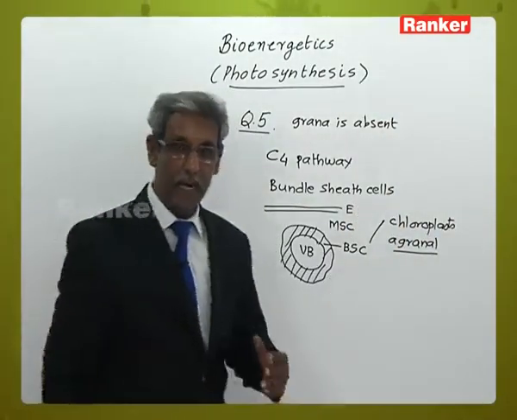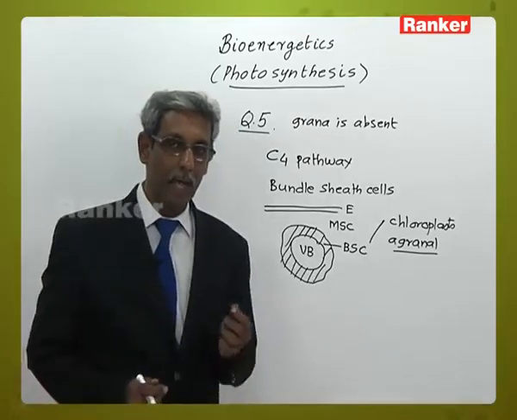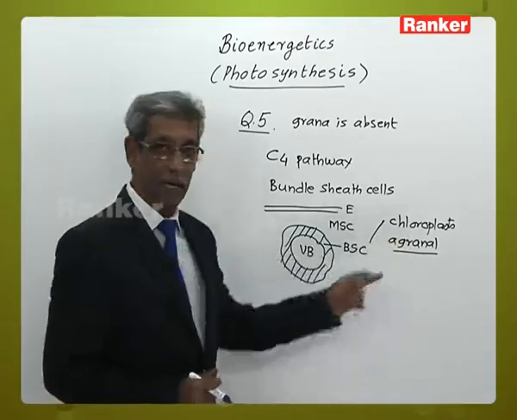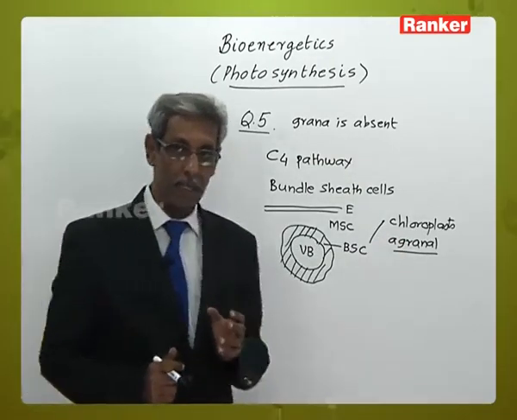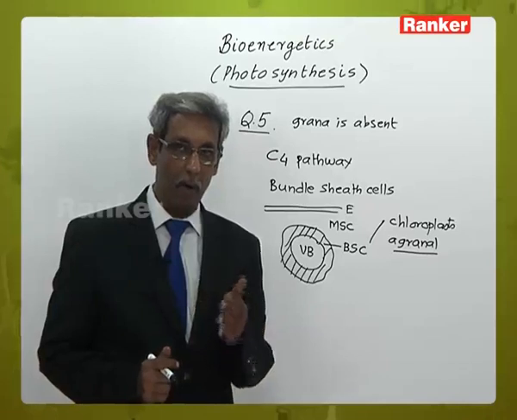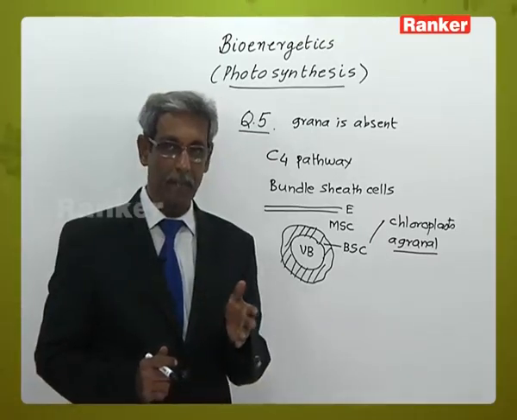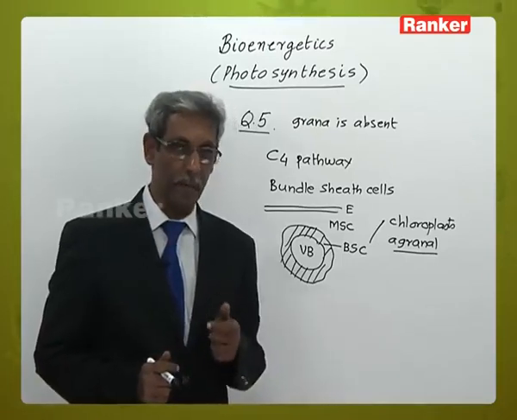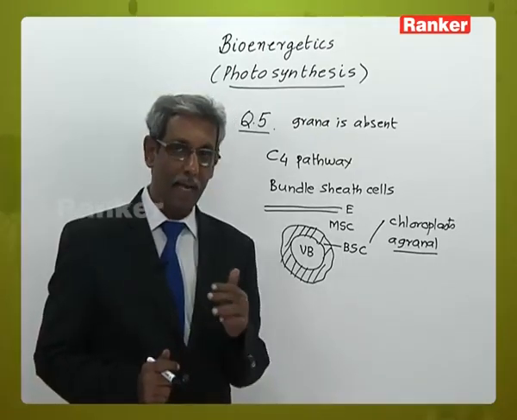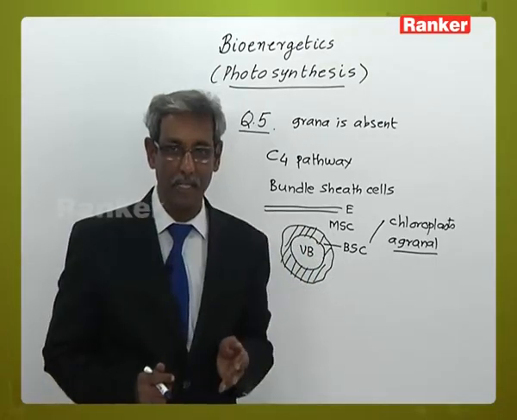So, because grana is absent, light reactions cannot occur in these agranal chloroplasts. So, photosynthesis is a sort of short circuit process, or a more efficient process wherein directly the carbon dioxide is caught by an efficient enzyme called phosphoenol pyruvate carboxylase, and directly the load goes into the dark reactions.